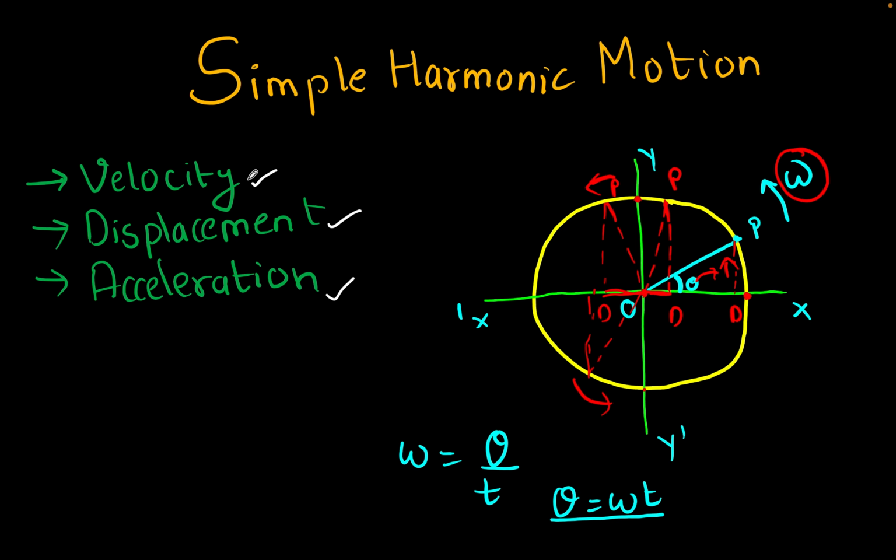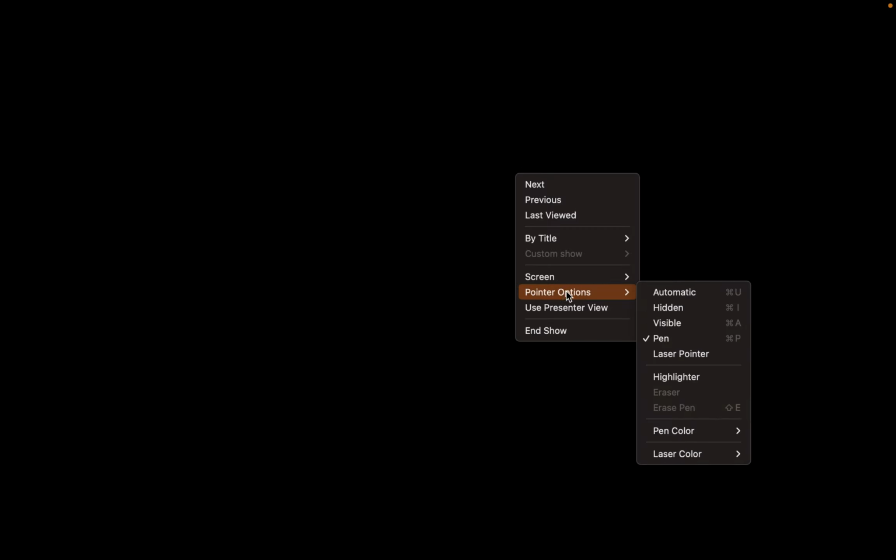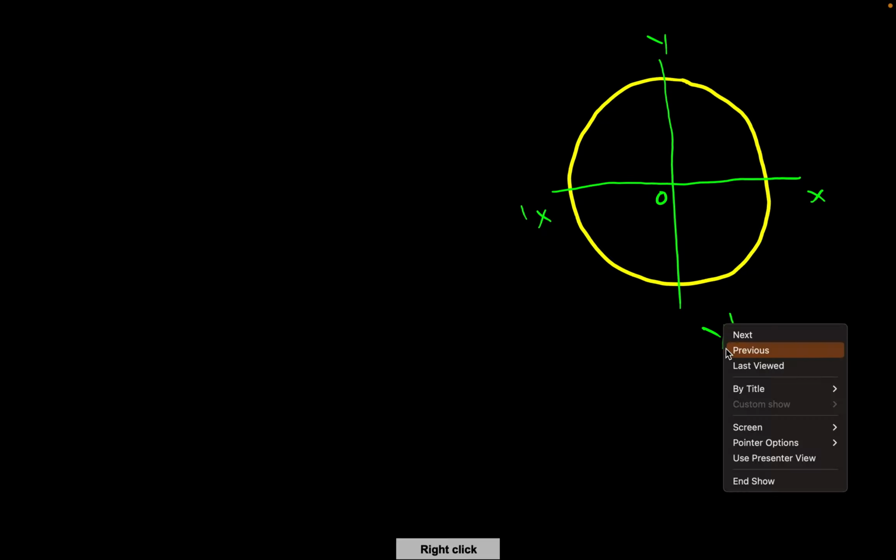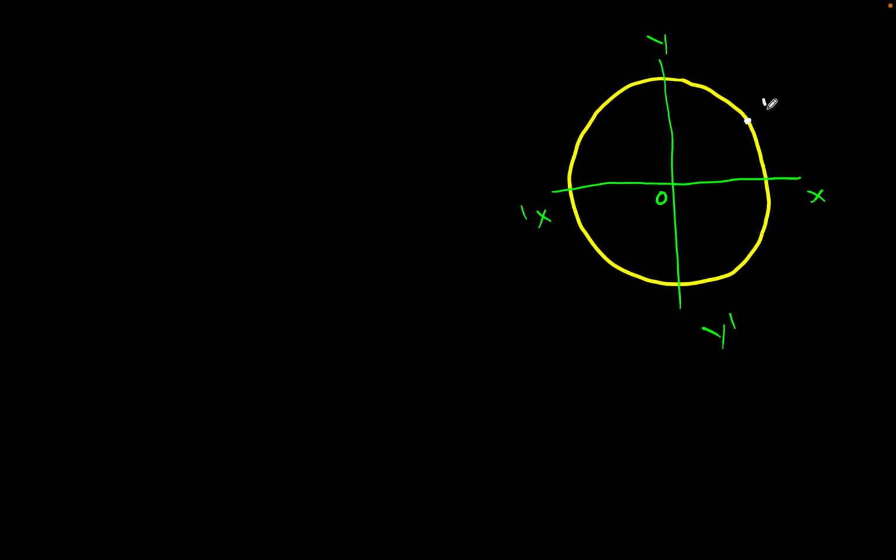So let's get right into it. All right, so let me again draw the circle. Say that this is our angle theta, and we know that theta is going to be equal to omega t.